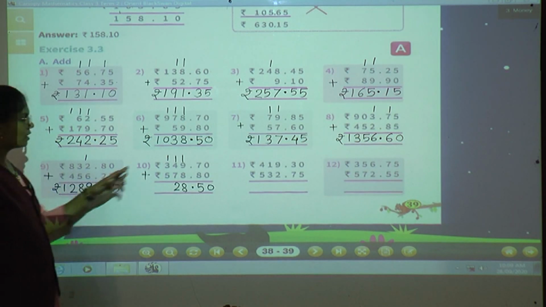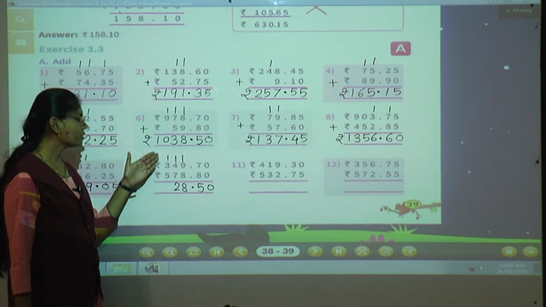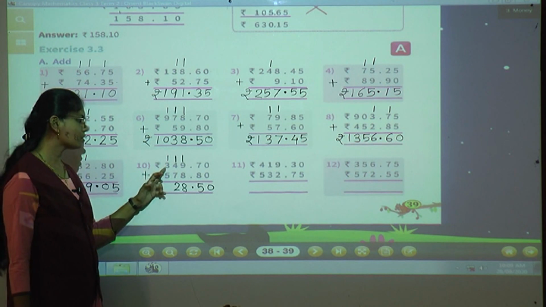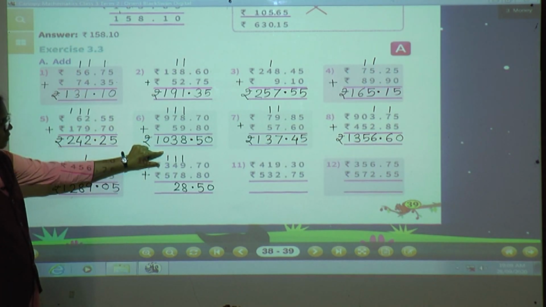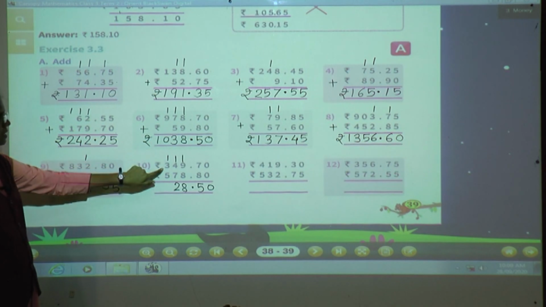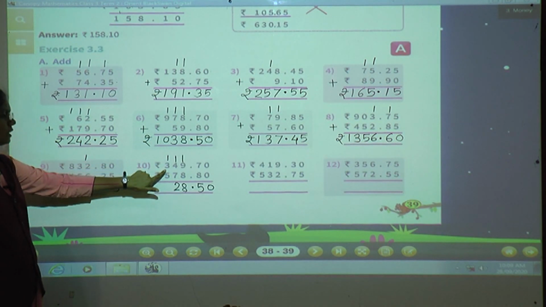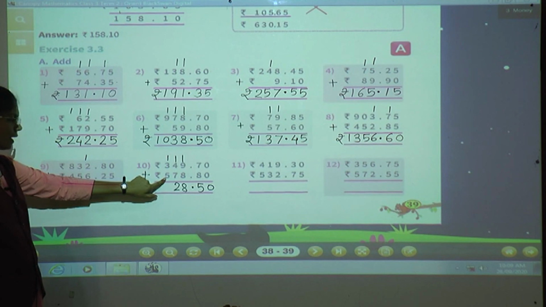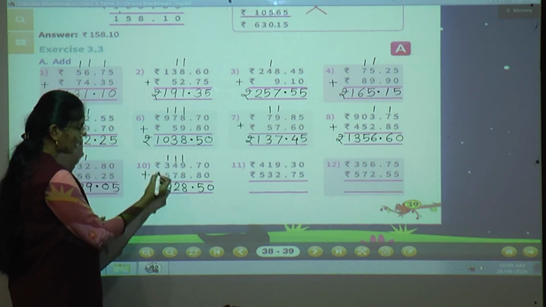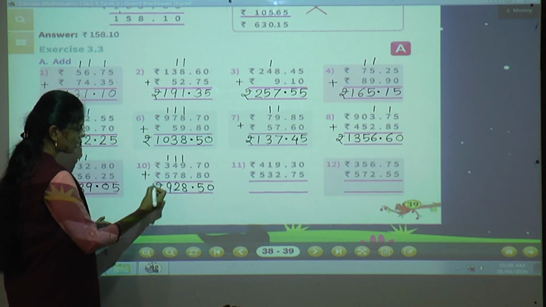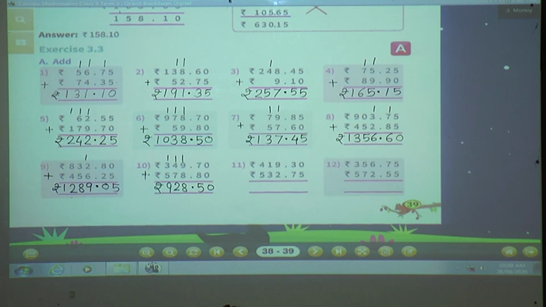Now we'll move to the hundreds place. Here 3 digits are there. 1 plus 3 plus 5. So first we will do the addition of these two numbers. 1 plus 3, 4, and in 4 again you have to add 5. 4 plus 5, 9. So here we'll write 9, and here again you have to give a symbol of rupees. So what is the answer?